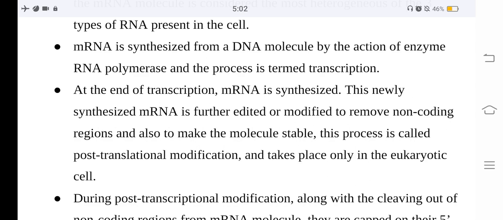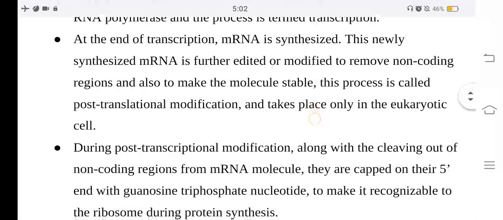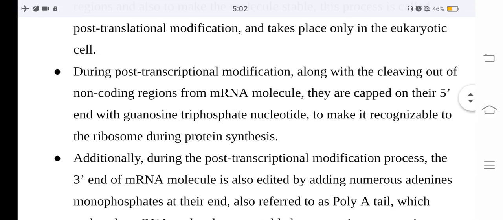This newly synthesized mRNA is further edited or modified to remove non-coding regions and also to make the molecule stable. This process is called post-transcriptional modification and takes place only in the eukaryotic cell. During post-transcriptional modifications, along with the cleaving out of non-coding regions from the mRNA molecule, they are capped on their 5' end with a guanosine triphosphate nucleotide to make it recognizable to the ribosome during protein synthesis.